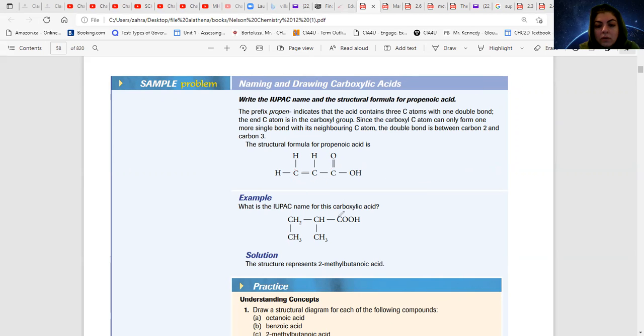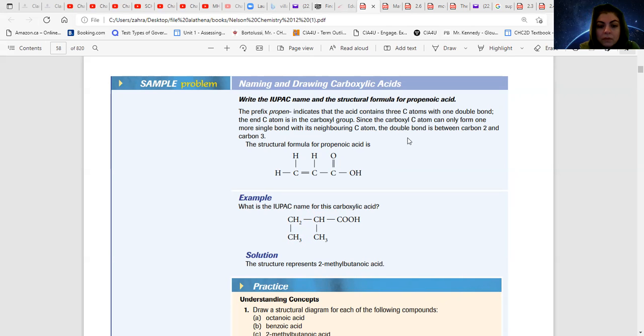So here's another one. The main chain is going to be that. The C is double bond with oxygen and single bond with OH, and counting 1, 2, 3, 4, it is butanoic. On the second carbon, 1, 2, there is a methyl attached, so 2-methyl butanoic acid.